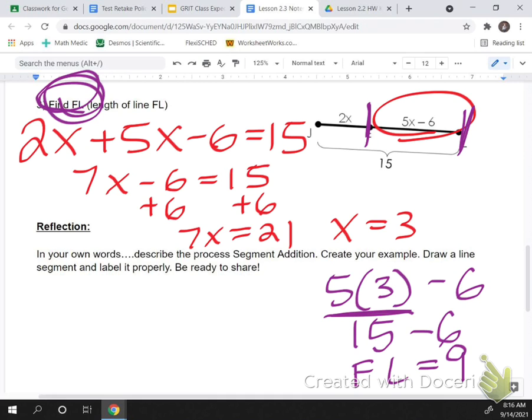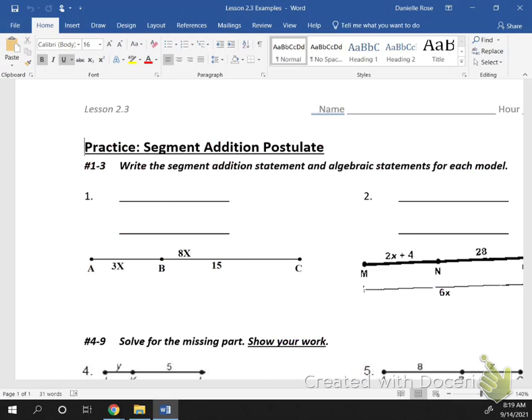Questions? Do me a favor. The image got left off here. 8x is this whole thing, AC. The image got left off. That whole line segment, AC, is 8x.